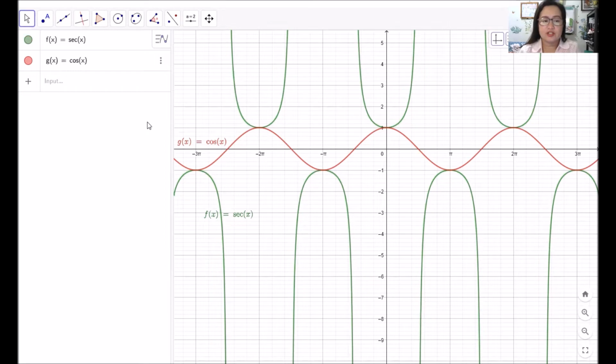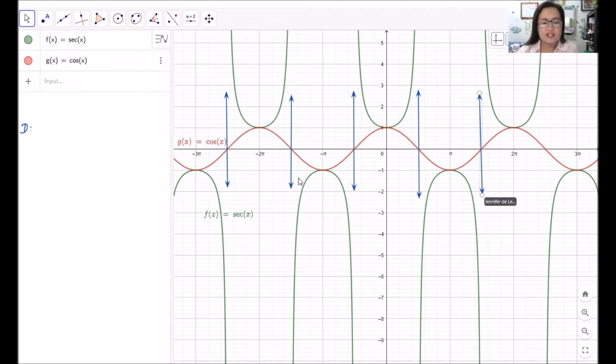Let's study the different characteristics of the secant function. As you can see, the graph of the secant function can be derived using the graph of the cosine function. So let's start by determining the domain of the given function. As you noticed, there is a point on the x-axis at which the function does not exist. These are the points at which the asymptotes intersect the x-axis.